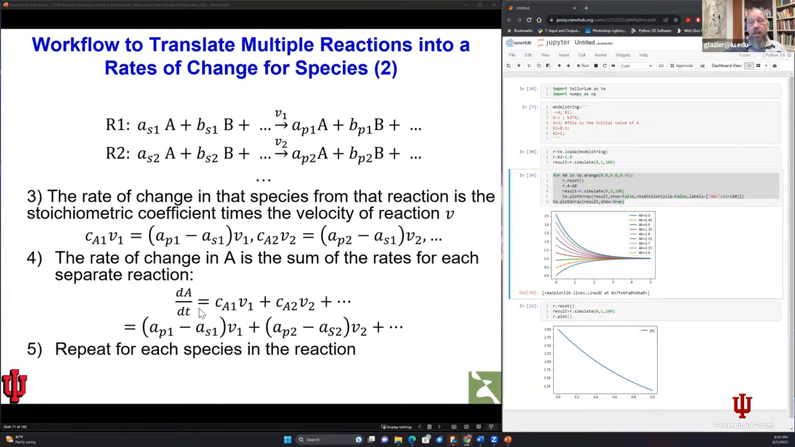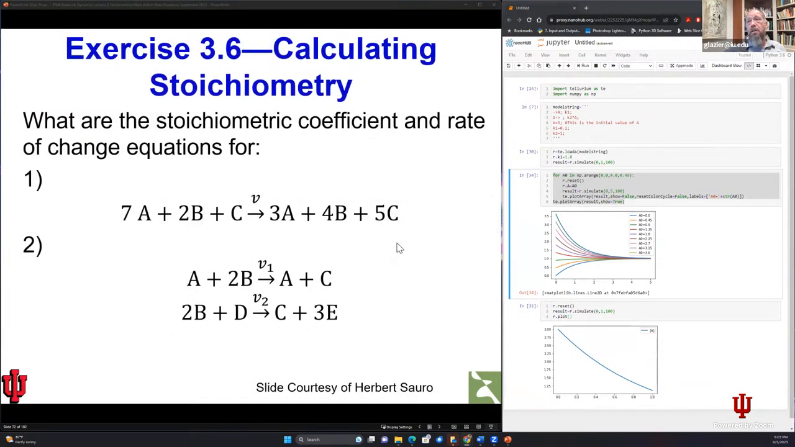And that's it. So dA by dt would be CA, that is, AP1 minus AS1 times V1 plus AP2 minus AS1 times V2, and so on. That should be a 2, not a 1. That's a typo. They just do that systematically for each reaction. And so I don't know, is that clear enough, or do people want to try to do one example as an exercise?